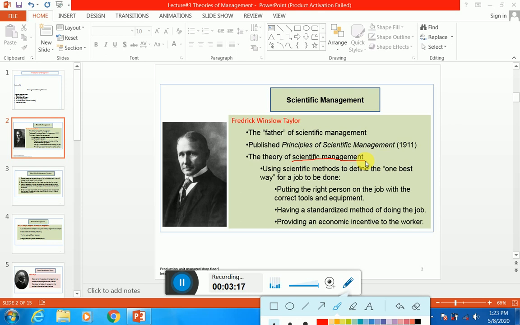He says that I will introduce a way of how I can increase their efficiency, how I can increase their productivity. In very simple words, this theory is basically about how to increase the productivity of the employees or workers.